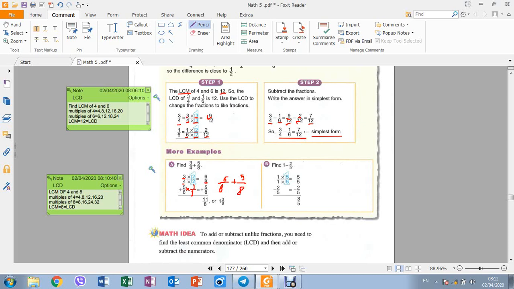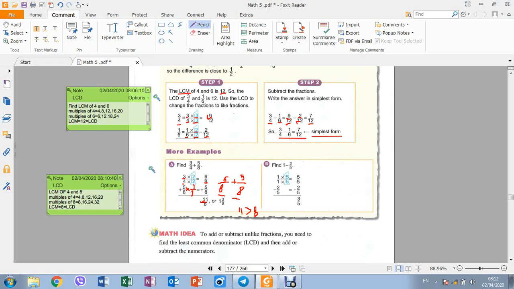Now we have the same denominator, 8, so we only add over the fraction. 6 plus 5 equals how many? 11. So 11/8, or 11 over 8. Look, the numerator is 11, and 11 is more than 8, yeah? The numerator is greater than the denominator. Yes?